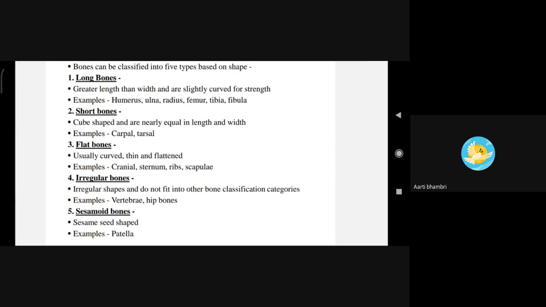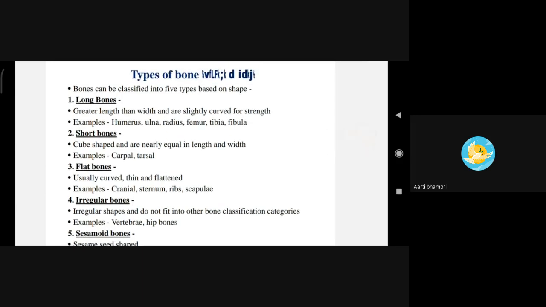So we will study about the bones of adults only. We will remember the names of all bones and their location and types. It's very easy, trust me, you all can remember all this. I will make you understand and I will make you remember all this. So we will go further.